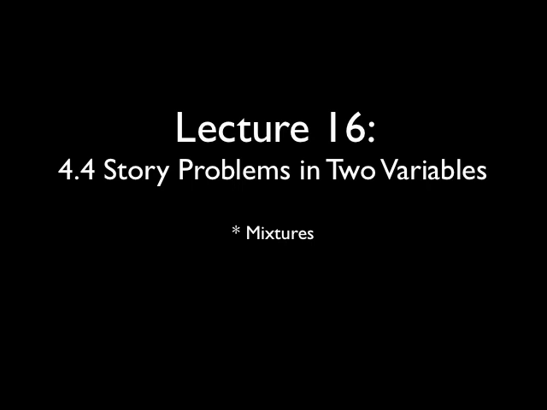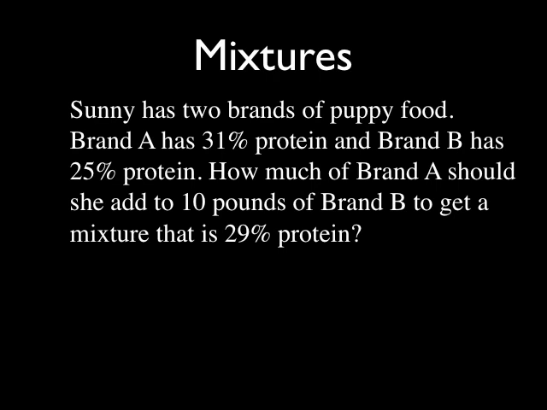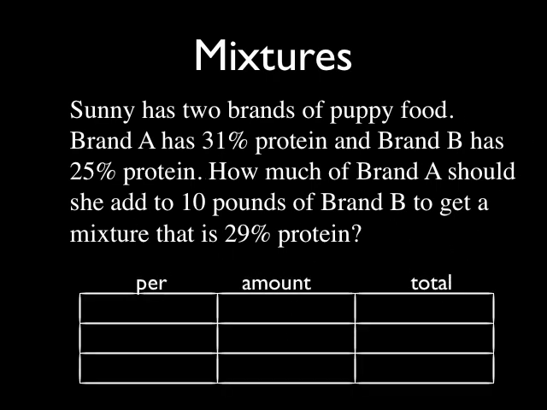All right, we are going to do another example of a mixture problem. So let's say Sunny has two brands of puppy food. Brand A has 31% protein and brand B has 25% protein. How much of brand A should she add to 10 pounds of brand B to get a mixture that is 29% protein? So again, I have per, amount, and subtotal.